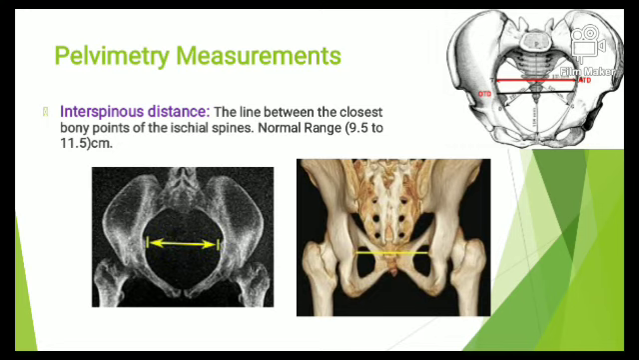The midpoint of our pelvic ring is the ischial spine. I have shown you in the anatomical area and you can see here. The next measurement will be our interspinous diameter, to check whether the mid passway is correct or not. It is the line between the two closest points of the ischial spine. We'll take from one point of the ischial spine to the other point and measure it. Its minimum should be from 9.5 to 11.5 centimeter.